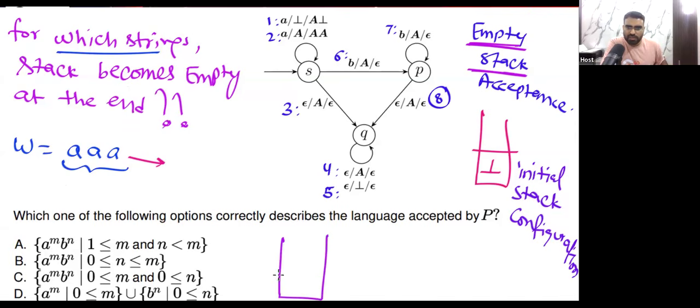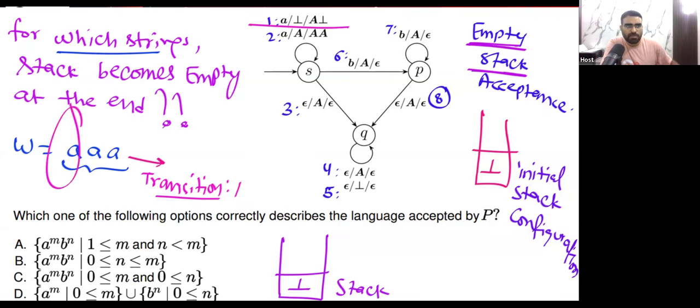What I can do, notice one thing. Initially, this symbol is on the stack. This is the initial situation. Now, when I read this symbol A, then on the stack, I have this bottom symbol. So I can take this transition 1. Just take these transitions.